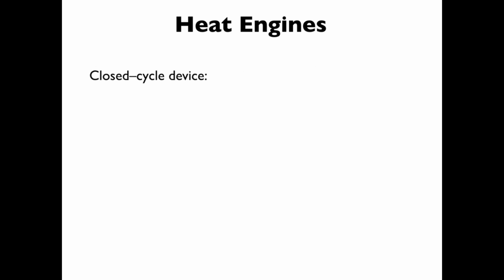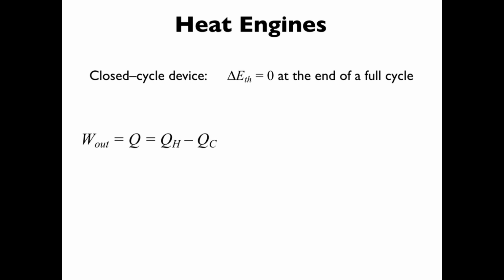So a closed cycle device means, of course, you start and end at the same state. On a PV diagram, it would start and end at the same point. That means your change in thermal energy is 0 at the end of a full cycle. So that means your work out is equal to Q, right?